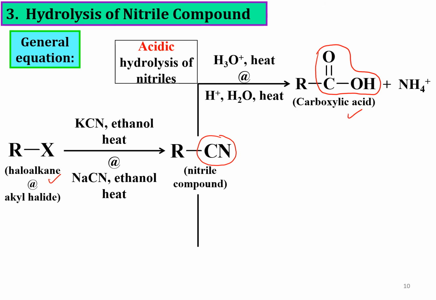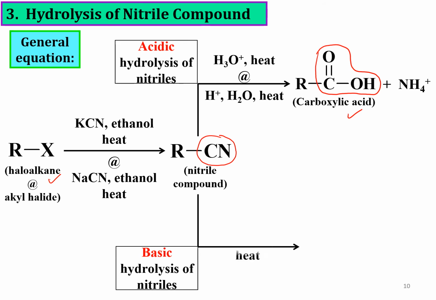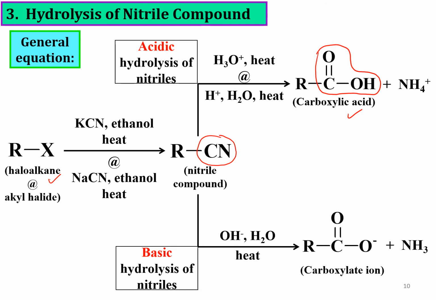If the nitrile compounds undergo basic hydrolysis, OH minus, water, heat, we get carboxylate ion. You can see here the cyano group will be converted to COO minus. If the carboxylate ions with ammonia react with acid, we will get carboxylic acid and ammonium ions.